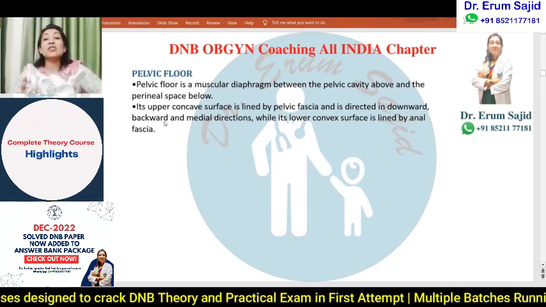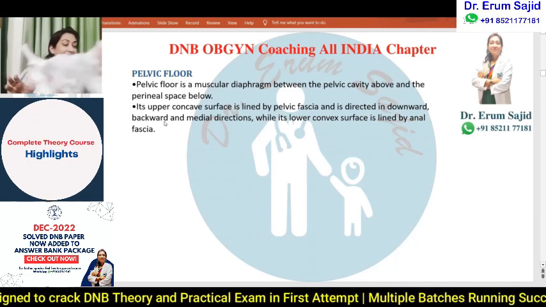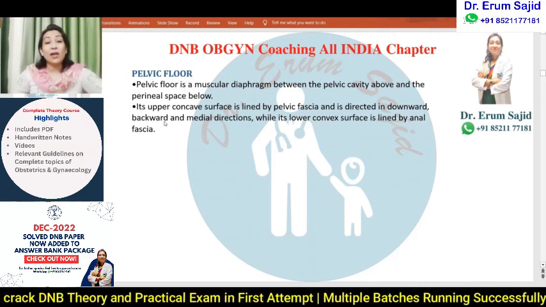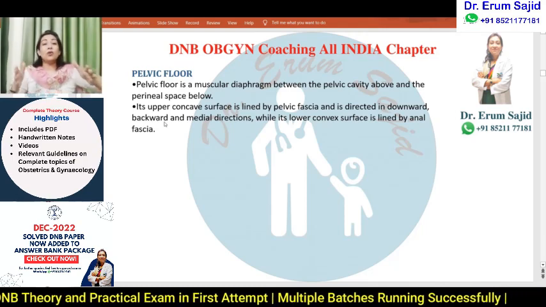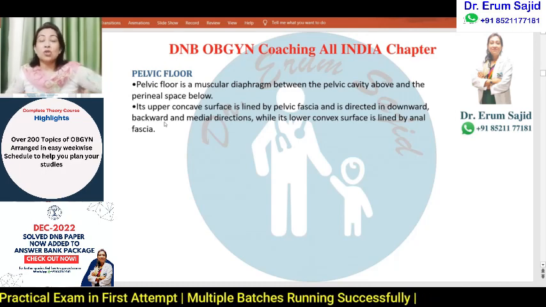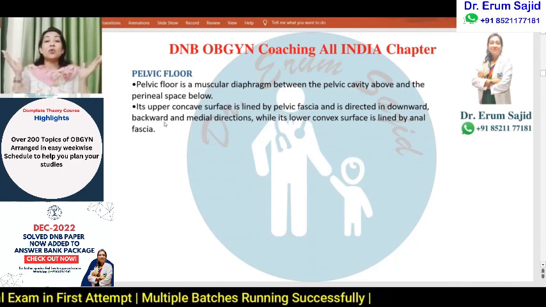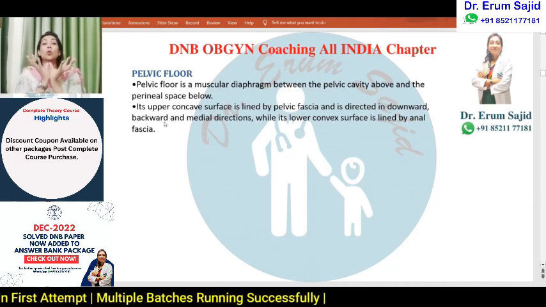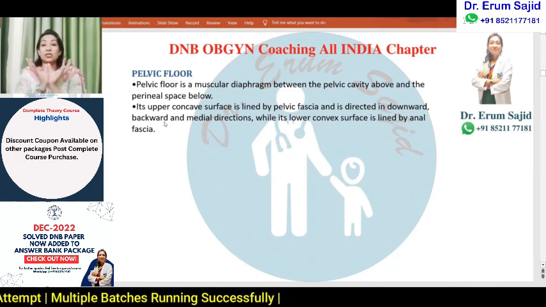Basically it's a muscular diaphragm. I think last lecture I did tell you, but it took me a while to even imagine that. I used to feel the levator ani muscles go like this, this is what we've been taught, right? But actually it's not just going like this. It's like a bowl. I told you this last lecture.